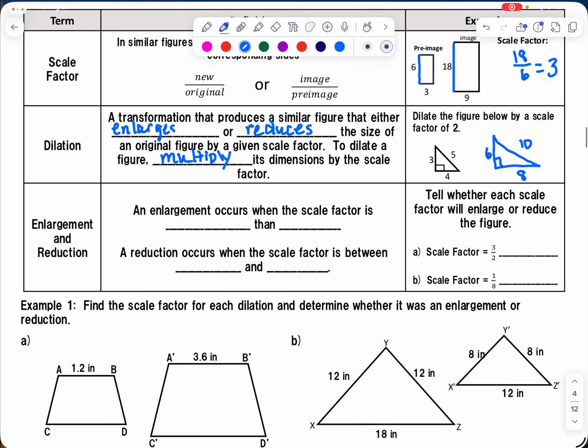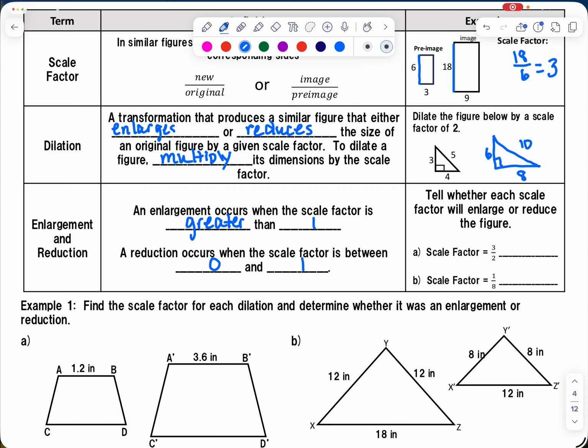Now, an enlargement occurs when the scale factor is greater than 1. A reduction occurs when the scale factor is between 0 and 1. So, tell whether each scale factor will enlarge or reduce the figure.